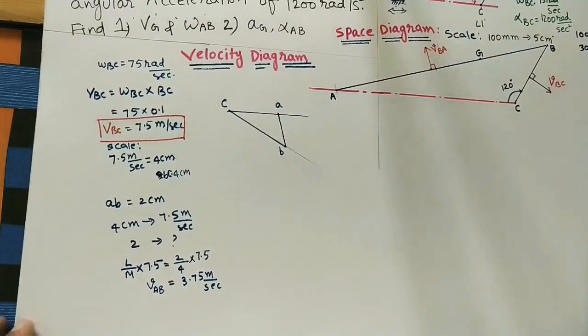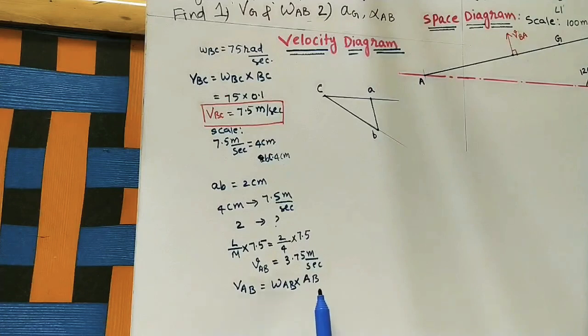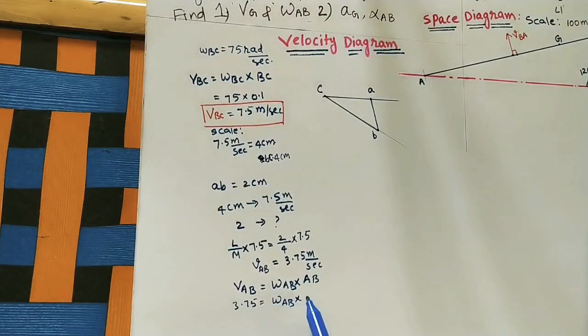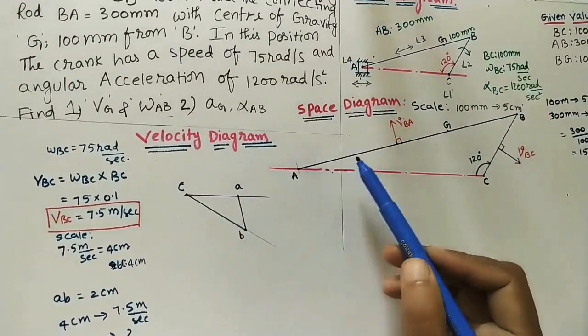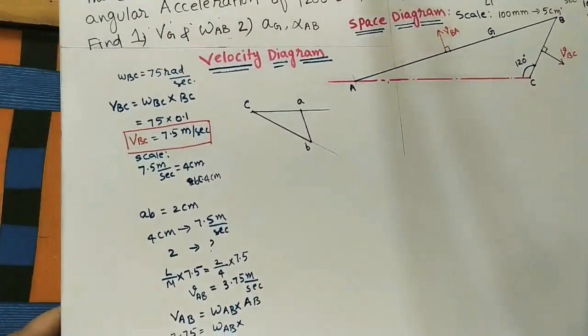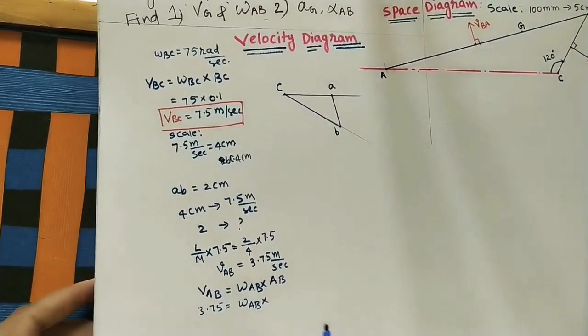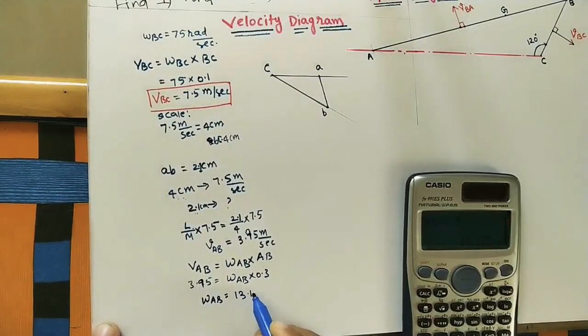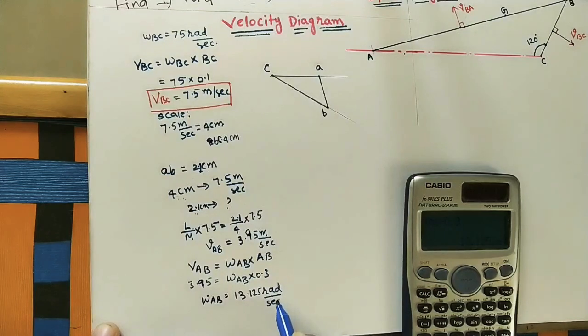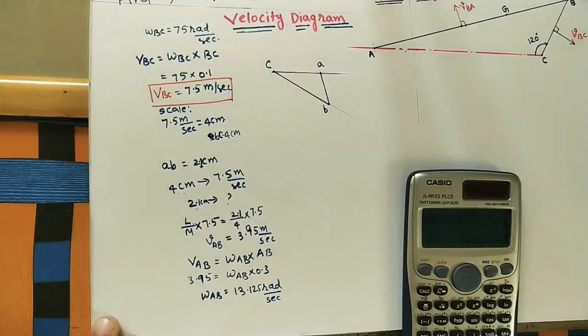So in the given question we have to find omega AB. So we have this relation, so substitute these values. VAB means 3.75. Omega AB we need to find, into AB. AB means length of the connecting rod. How much is it? It is 300 mm or 0.3 meters. So here I will substitute 0.3 meters. I got 13.125. Always remember radians per second is the unit for angular velocity. This is the required answer in our question.